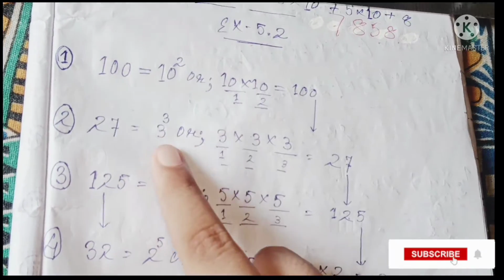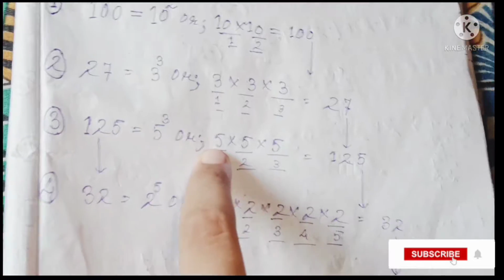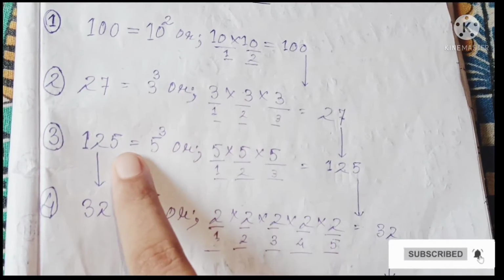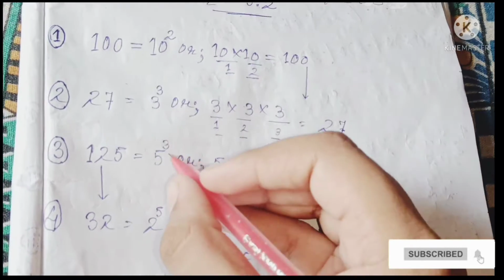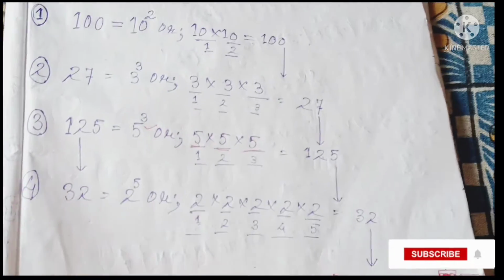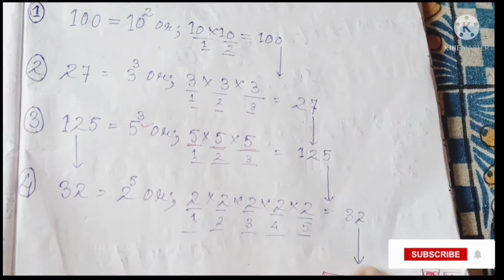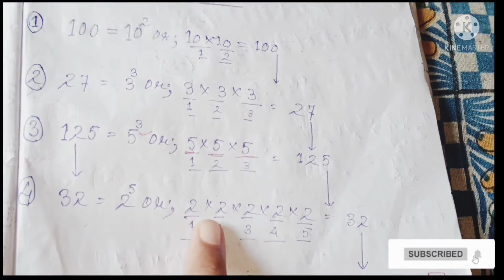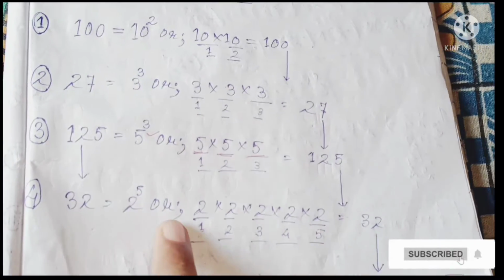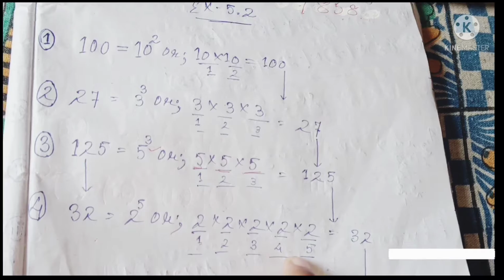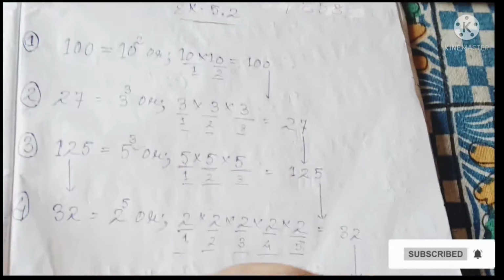Okay. Now 3 cube gives us 27, and therefore 125 is equal to 5 cube, because 5 into 5 into 5 gives us 125. Now how many 5's are there? 1, 2, 3. Now 5 cube. Okay. Now 32. How many 2's will give 32? 1, 2, 3, 4, 5. Meaning if we multiply 2 five times, we will get the result 32. Or how many times we have multiplied 2? That is 5 times, so the index is 2 to the power 5.